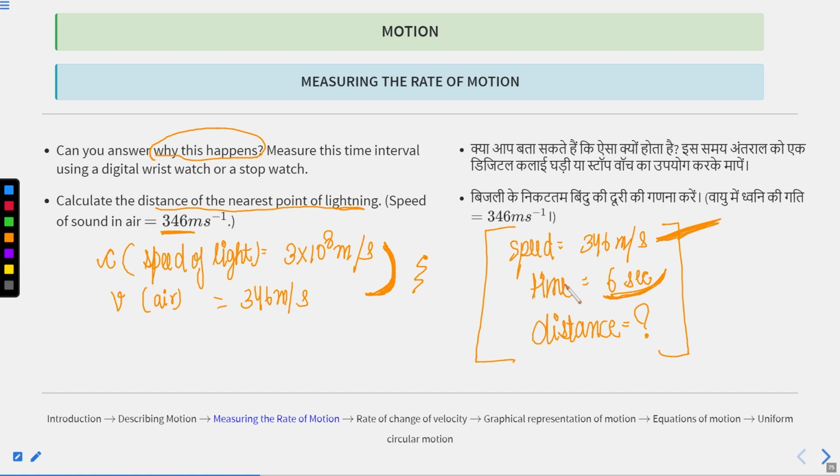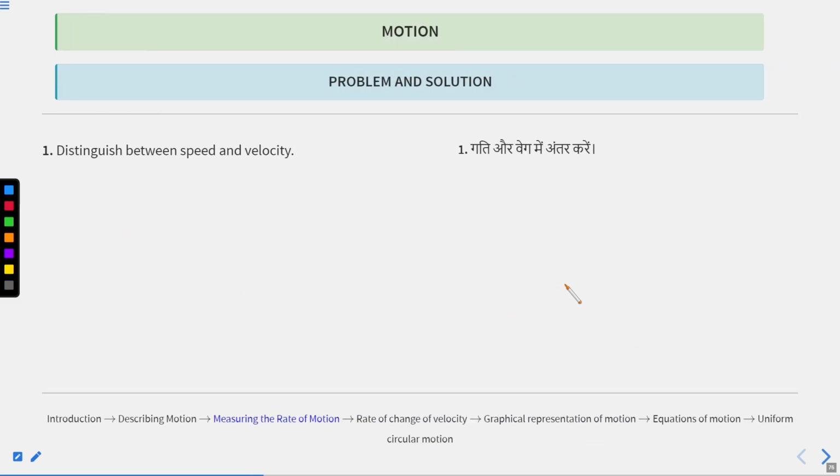Okay, I hope this activity is clear to you. Now let's solve some problems. The first problem is to distinguish between speed and velocity. Speed is simply distance divided by time. And what is velocity? Velocity is speed with direction. Both have the same SI unit, but speed only has magnitude. Velocity has magnitude as well as direction.